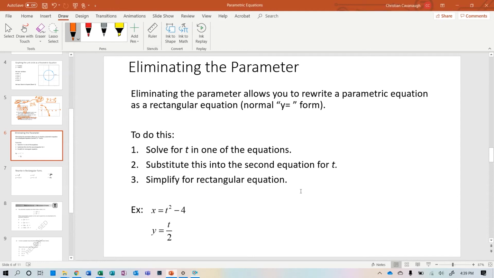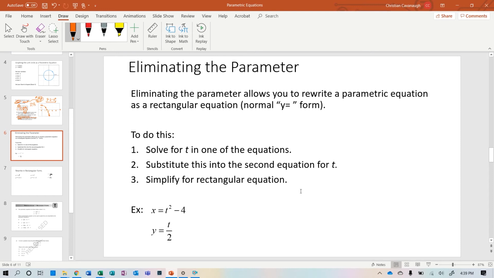So that brings us to the main thing that we need to know how to do for parametric equations, and that is eliminating the parameter. So now's a really good time. Hit pause, take these notes down, and then we'll get back to this whenever you're ready.